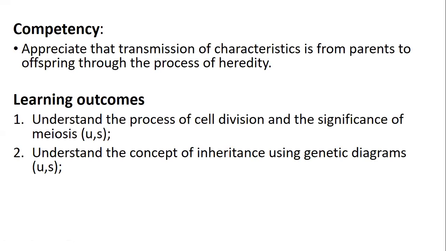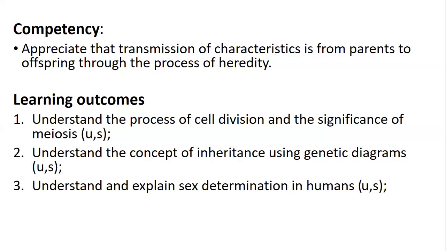We are going to seek to understand the concept of inheritance using genetic diagrams. This learning outcome requires understanding and application of some skills. When you see the U and S in the brackets, it tells us the level of competence you should exhibit. We expect you to have a good understanding of what inheritance is about and be able to illustrate that using genetic diagrams. When we are done with that, the next thing would be to understand and explain sex determination in humans.